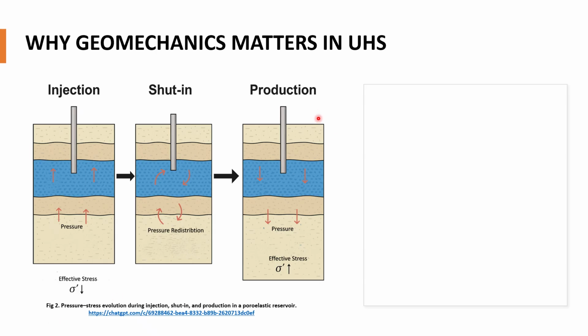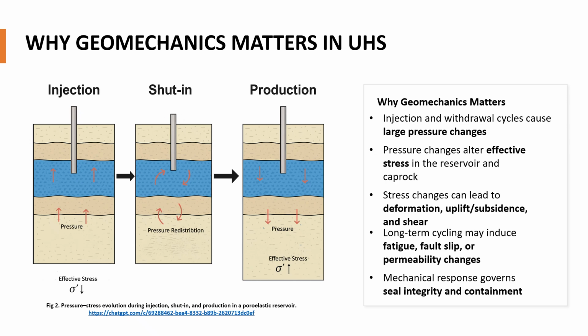However, during the production phases, when we depressurize the reservoir, we see pressure reduces, thereby causing pore pressure to fall, causing the effective stress in return to rise. These cycles repeat many times per year because stresses and deformation accumulate over long periods. Cyclic operations therefore can cause mechanical fatigue, uplift or subsidence at the surface, permeability changes, or even fault reactivation.